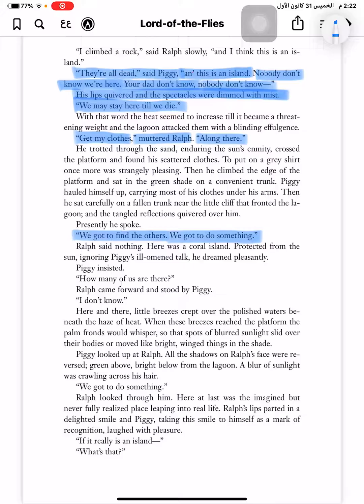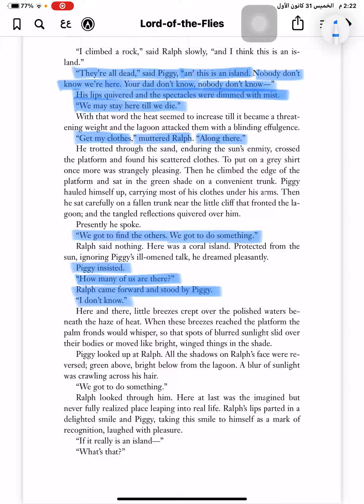Then Piggy insisted, "How many of us are there?" Ralph came forward and stood by Piggy. "I don't know." So this is a further remark of how Ralph keeps being indifferent, incurious.